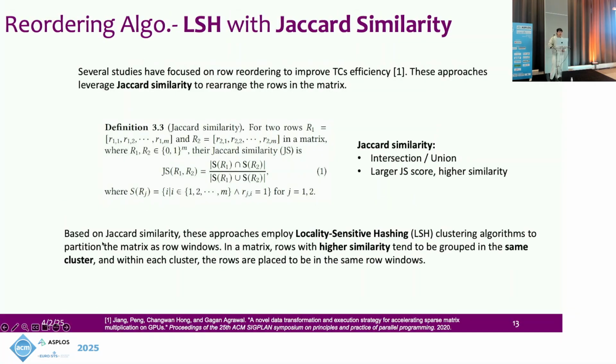Based on the Jaccard similarity, those reordering approaches use locality sensitive hashing clustering algorithms to partition the matrix into row windows. In a matrix, rows with higher similarities are grouped together, and within each cluster, the rows are then placed in the same row windows.